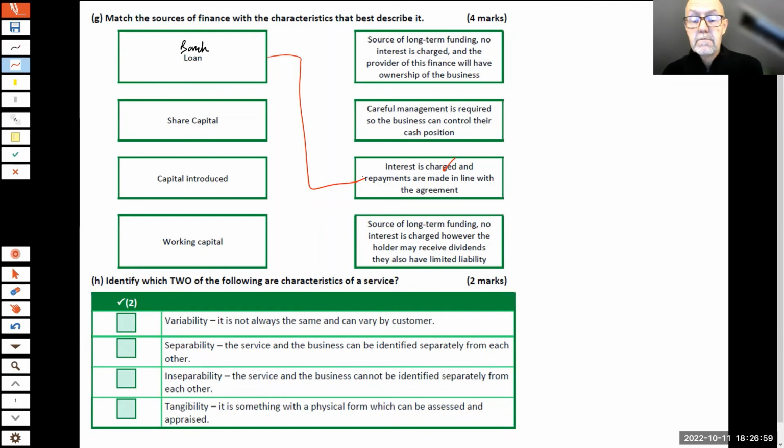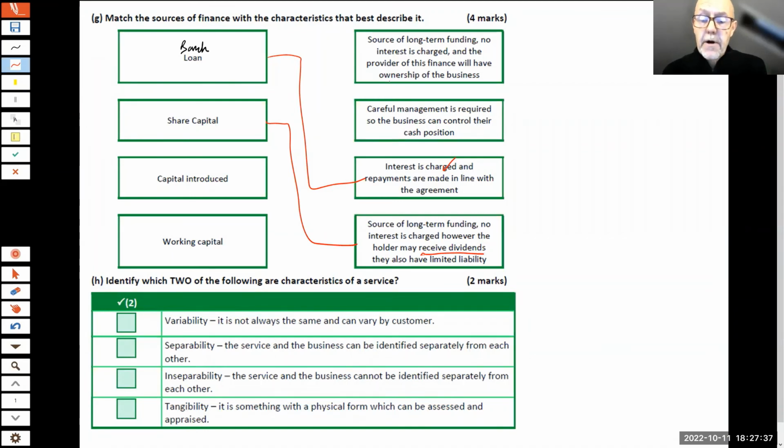Share capital. Source of long-term funding, yes. No interest charge, yes. And the provider will have ownership. Well, that's actually true of share capital. I think there's a better answer. Share capital, careful management, no. We've done that one. Source of long-term funding, no interest charge. Holder may receive dividends. And that's the clue, and have limited liability. The shareholder can only lose their share capital. So that's that one.